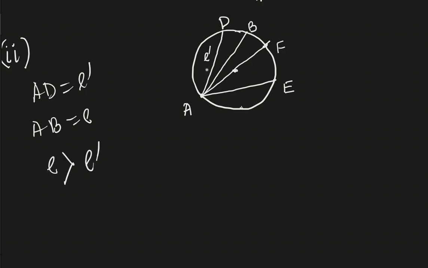So that's it. If I draw any chord which has one endpoint at A, and the other is inside this DE arc, then we know that the length of that chord will be automatically greater than the length of AD or AE.